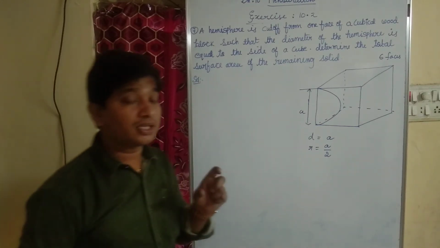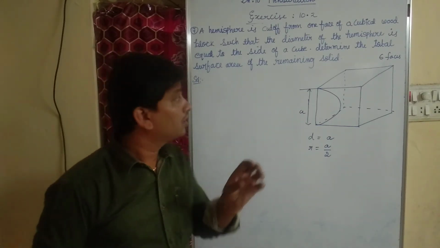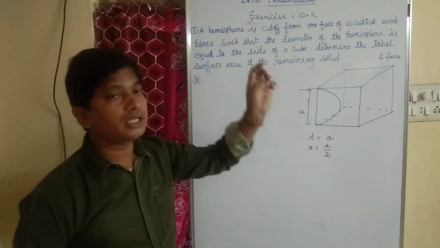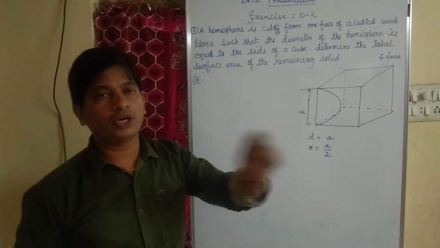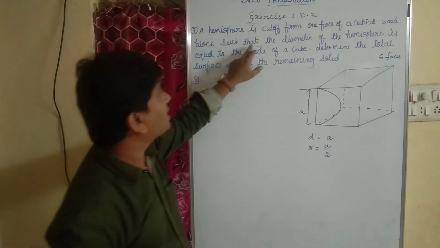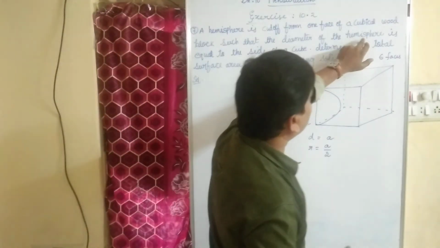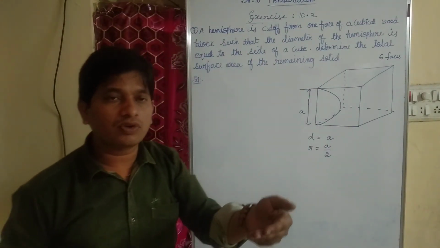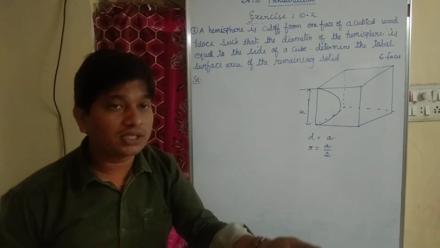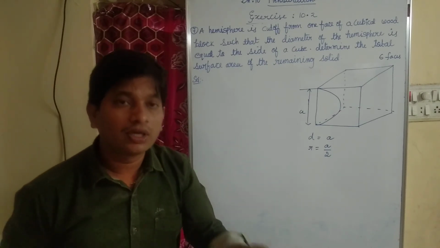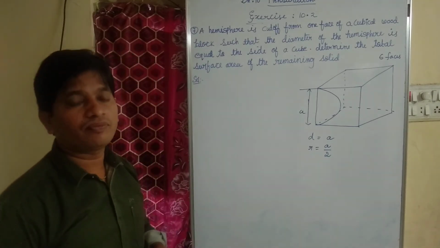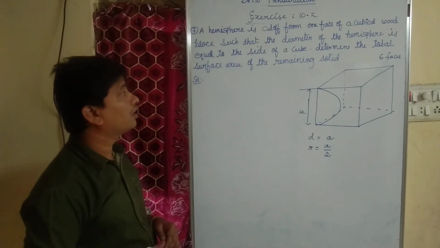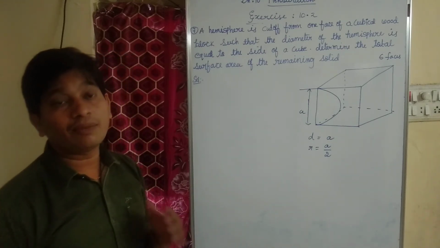So you need to understand the point. Here we are cutting a hemisphere from one face of a cubical wooden block such that the diameter of the hemisphere is equal to the side of the cube. Let the side of the cube be a units, then the diameter of the hemisphere is a units only, then radius will be half of the diameter, a by 2 units. Determine the total surface area of the remaining solid.